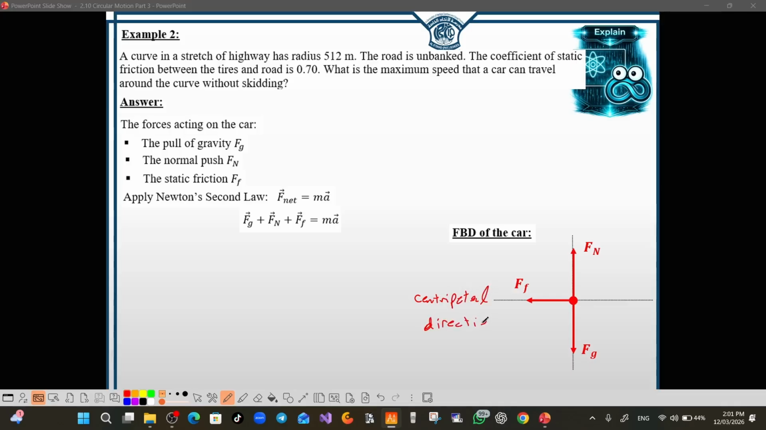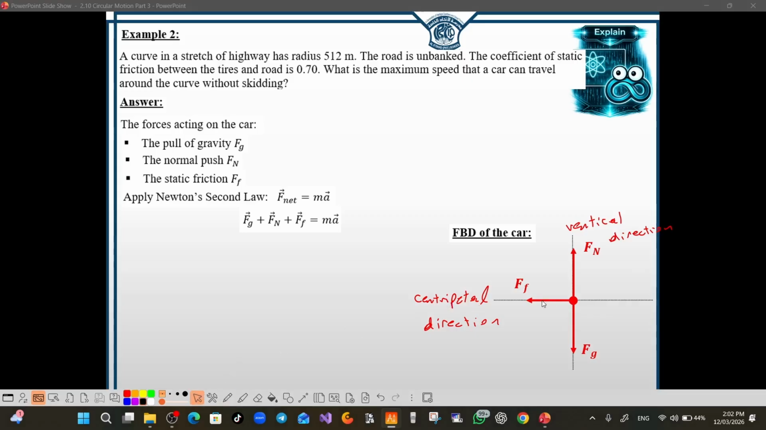So instead of saying this is the x-axis, this is the centripetal direction, and this one here is the vertical direction. So whenever you want to apply the projection in circular motion, you should mention these two directions. So let's apply the projection along the centripetal direction.